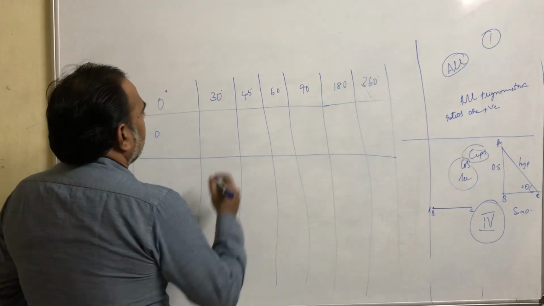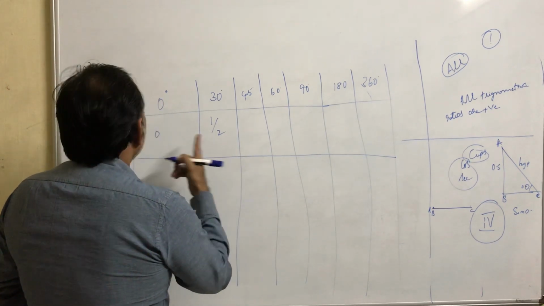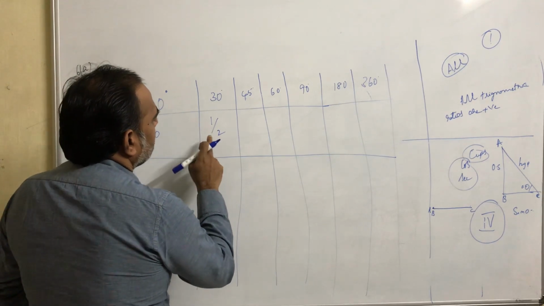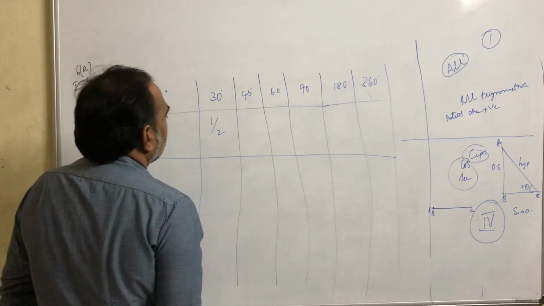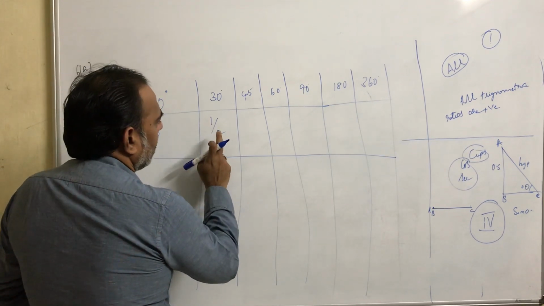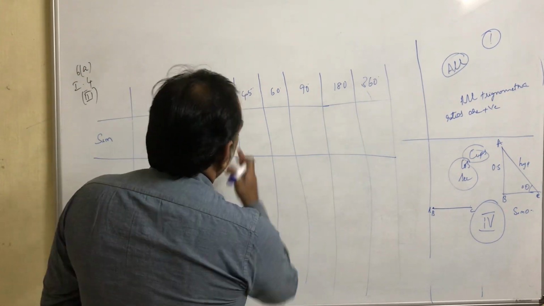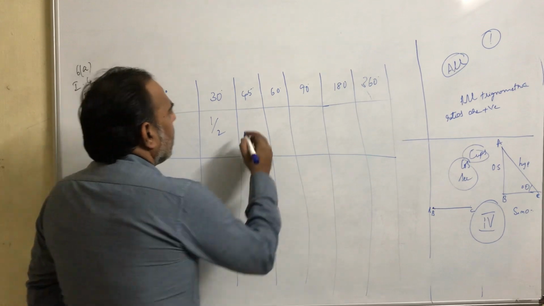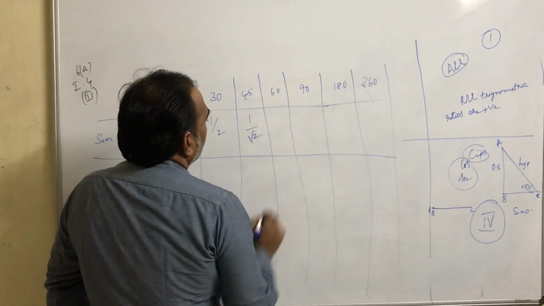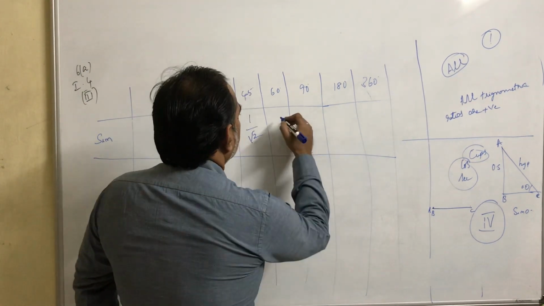And what is sine 30? Sine 30 equal to half. And the meaning is at an angle 30 degrees, opposite side is half the length of hypotenuse. That is the meaning. Or the hypotenuse length is double the size of opposite side. That also we can say. Okay. And what is sine 45? Sine 45 equal to 1 by root 2. The meaning is same, right? So just I will write down these things.